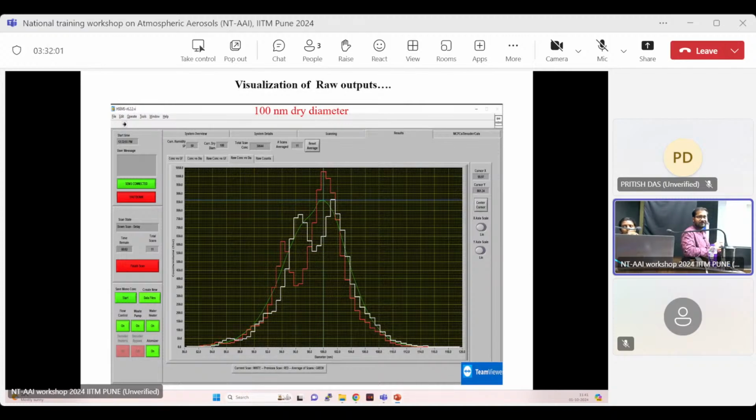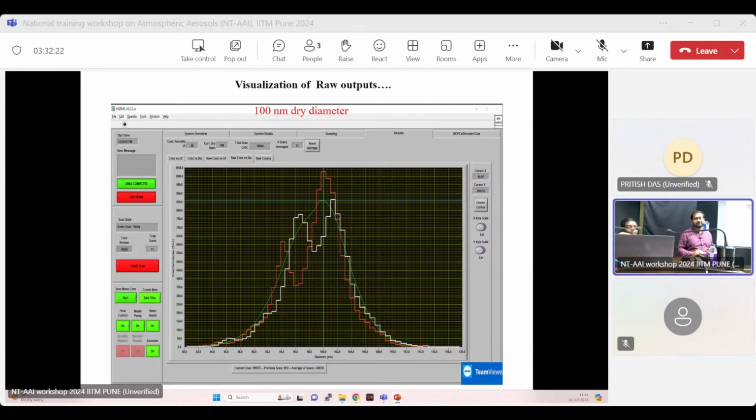It's basically fitting and getting the number concentrations out of it. So those N1 and N2 are basically the numbers for which you are getting that growth. That peak corresponds to the middle peak, which points out your growth. Okay, growth factor. It will be the wet diameter divided by the dry diameter.